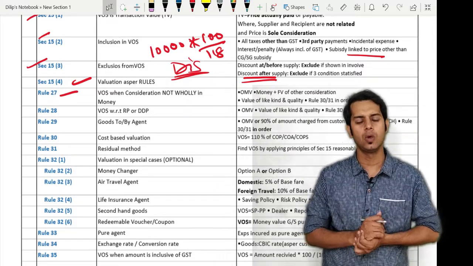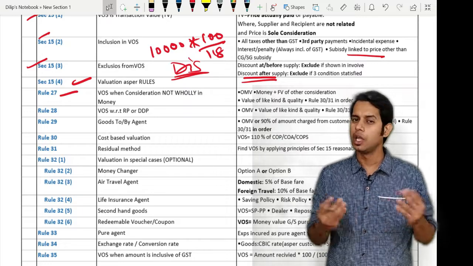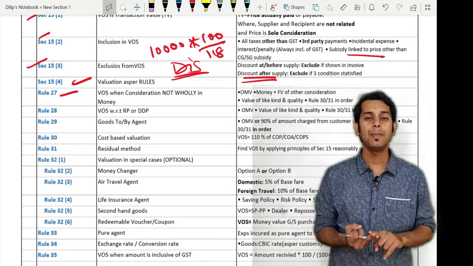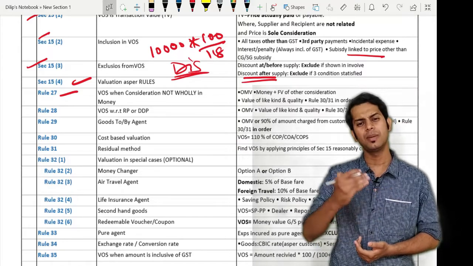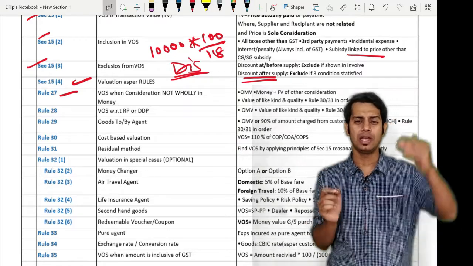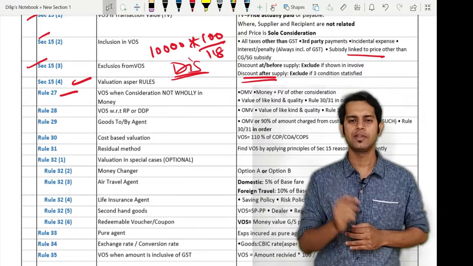When consideration is not wholly in money, value of supply will be open market value. If open market value is not available, money plus fair value of other consideration. If money plus fair value of other consideration and open market value both are not available, then value of like kind and quality. If all these 3 are not available, rule 30, 31 in that order.